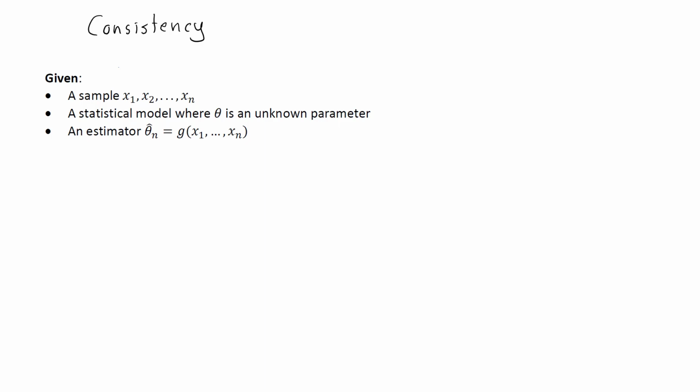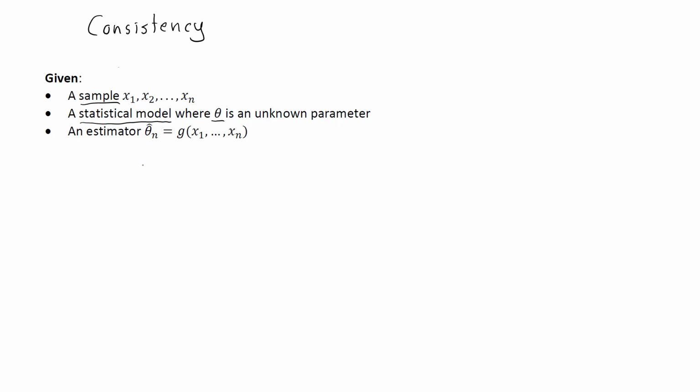The starting point for this lecture is that I have a sample. I have a statistical model consisting of assumptions about the joint distribution of my sample. Among these assumptions, there is an unknown parameter, theta, which I would like to estimate using my sample. Therefore, I have created an estimator, theta hat, which is a statistic, that is, it's a function of my sample. In this case, I've also added a subscript n to my estimator to keep track of how many observations I am using in my formula for theta hat.